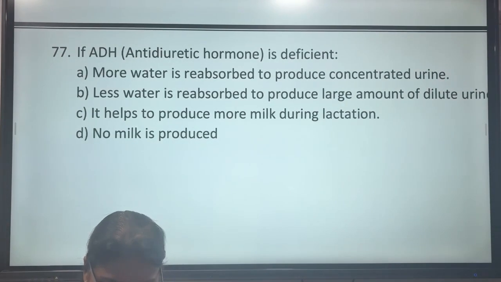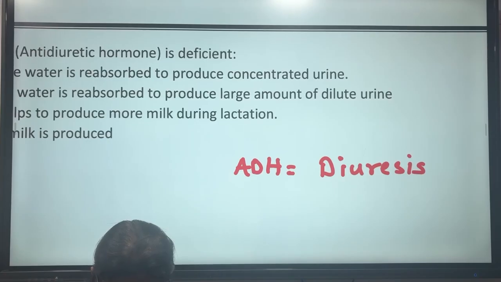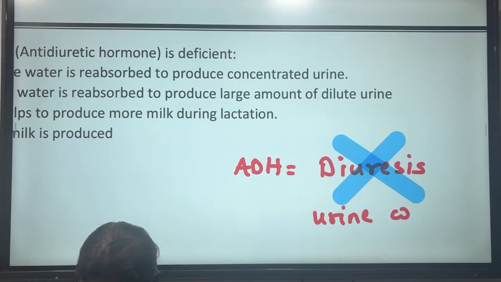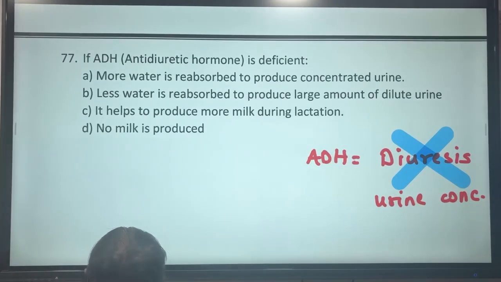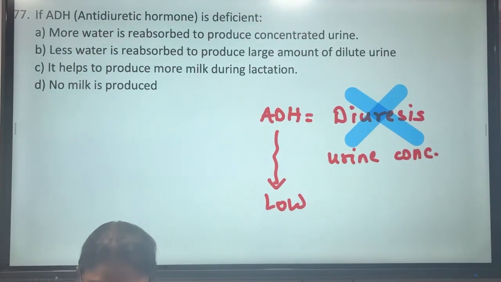77th question. If ADH is deficient, you know ADH is an antidiuretic hormone. It does not allow diuresis, means urine will be concentrated in presence of ADH. Okay. So what happens if ADH is less? If ADH is low, urine concentration will not take place and urine will remain dilute.